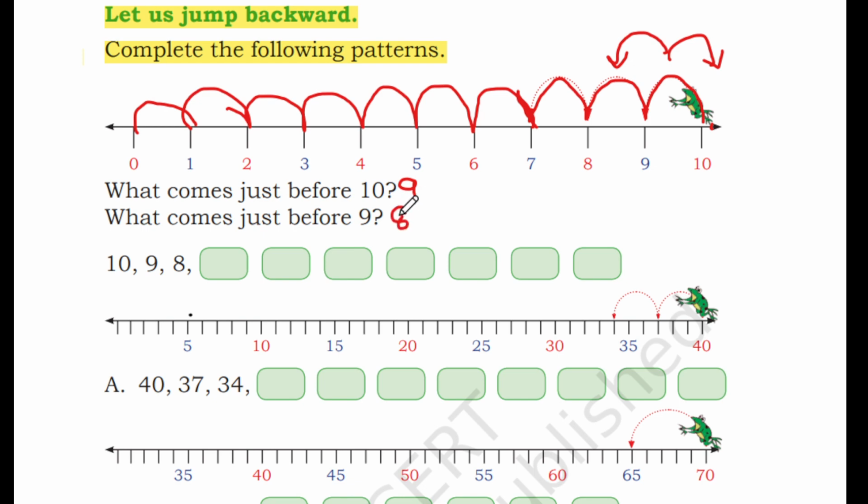So likewise, they can ask a different question also. For example, what comes just before 4? You can write number 3. So what comes just before 2? You can write number 1.